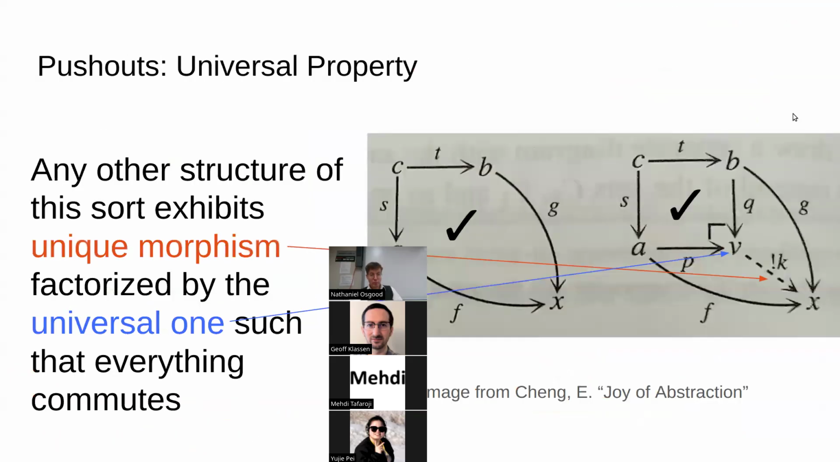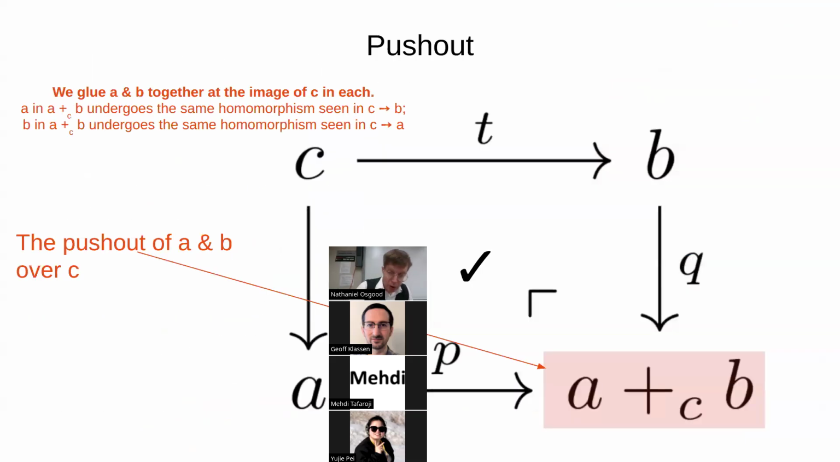So you remember that. And the pushout is kind of the best one, right? We glue A and B together, taking the image of C in each as in common, treating it as the same, right?